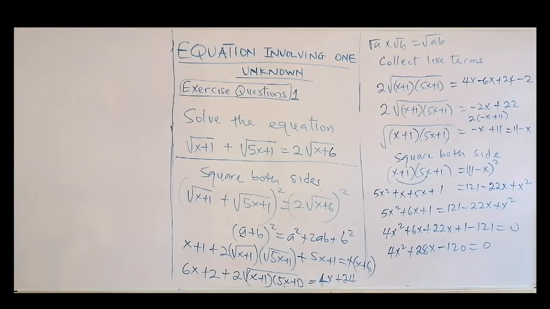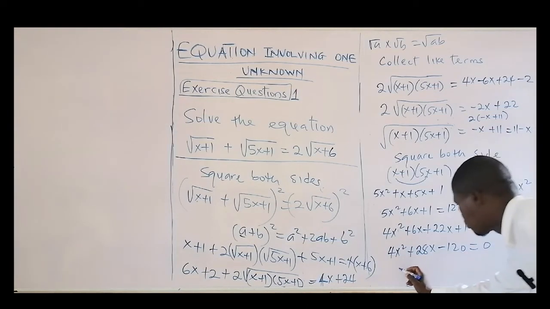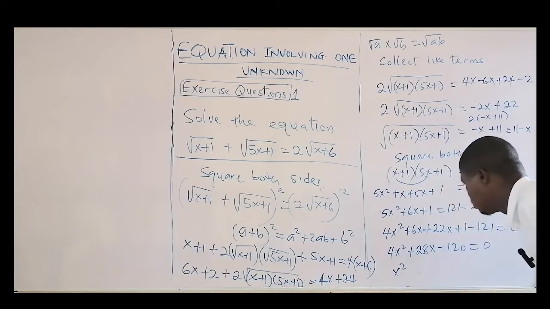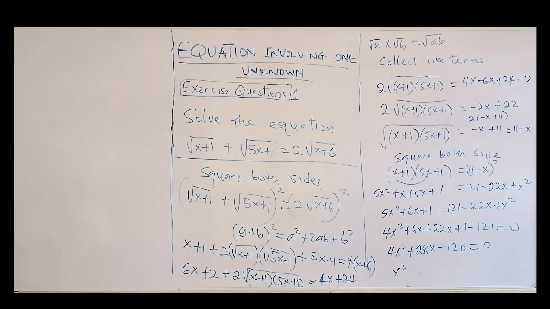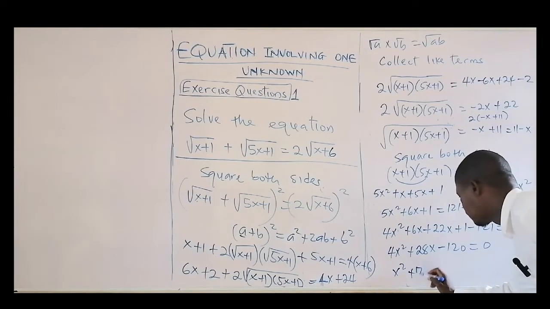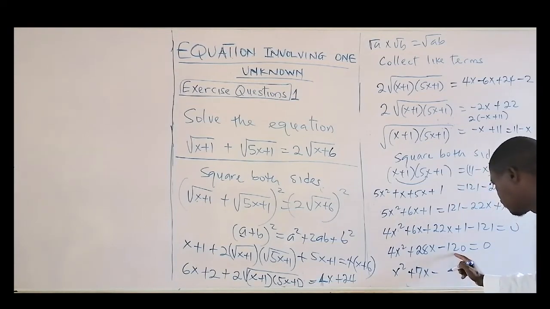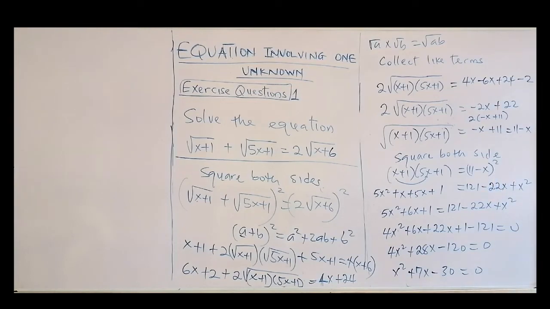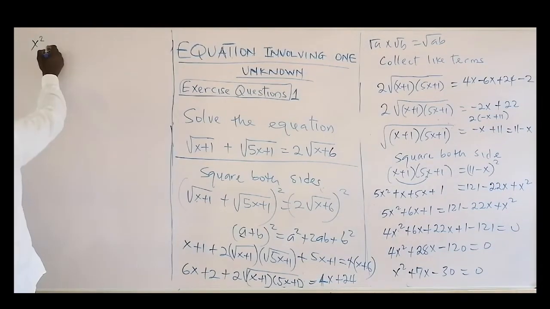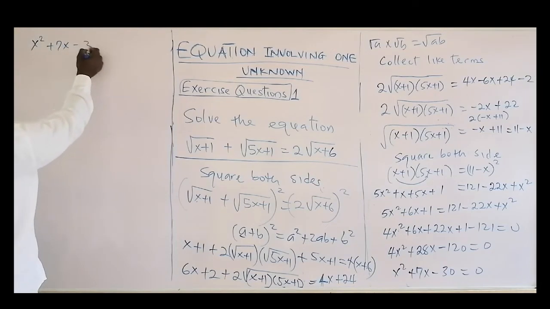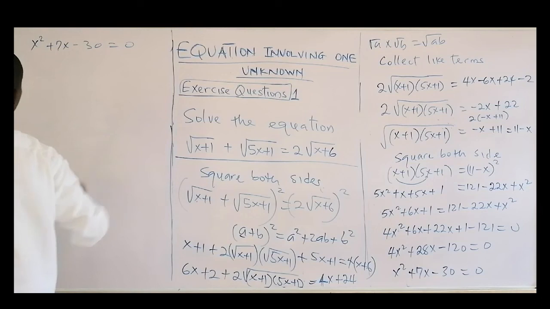And we can divide by 4. And that will be equal to x squared. This will give me 7 plus 7x minus 30 equal to 0. Okay, that's 30. X squared plus 7x minus 30 equal to 0.